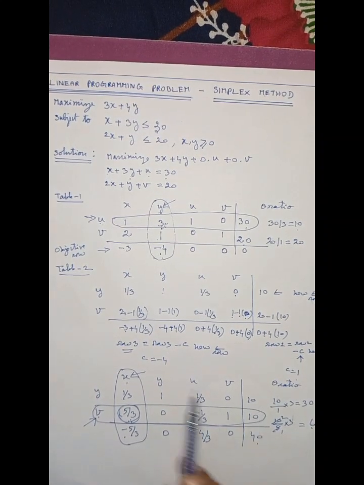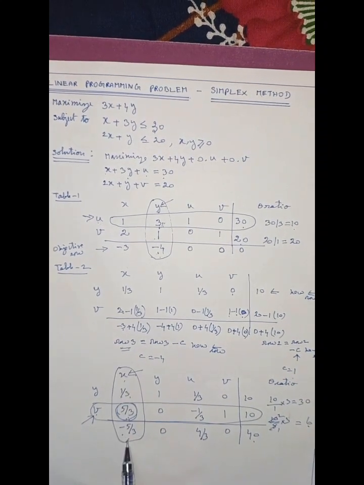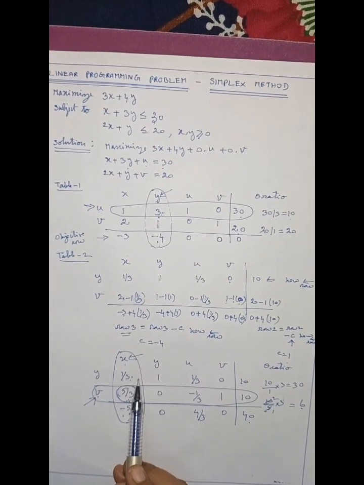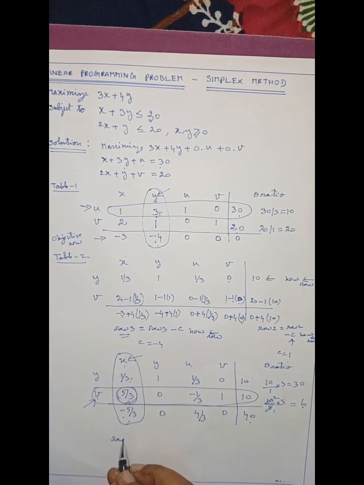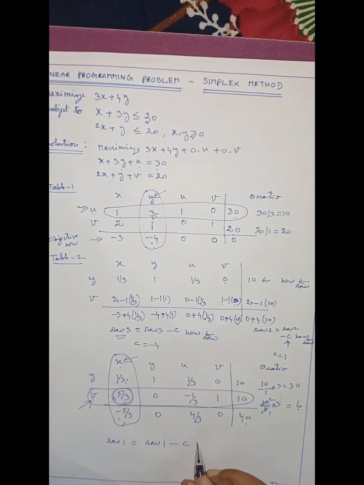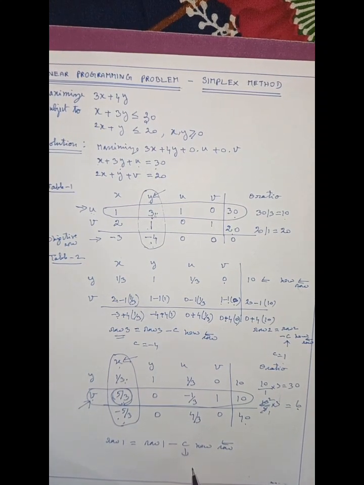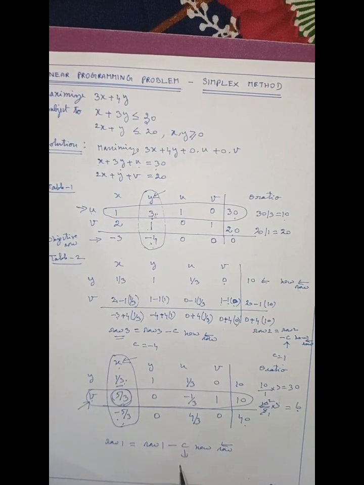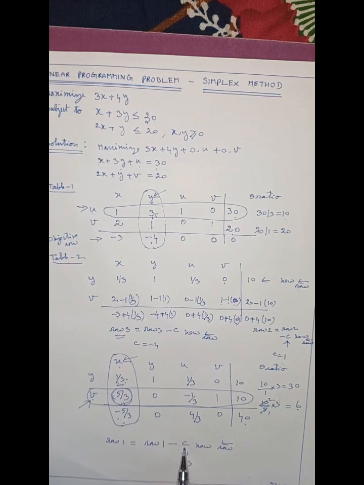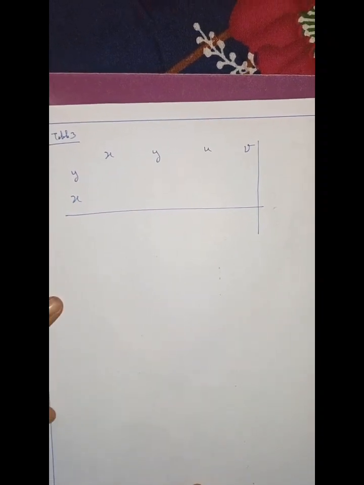Then afterwards, similar to this, we have to apply the formula for calculating row 1 and row 3. For row 3, the same formula we can use. For calculating row 1, the formula is: row 1 element will be equal to the already existing row 1 value minus C into the new row value. So here, when we calculate this, C is going to be equal to 1 by 3, because this is the pivot column value available in the first row. So we substitute C equal to 1 by 3.